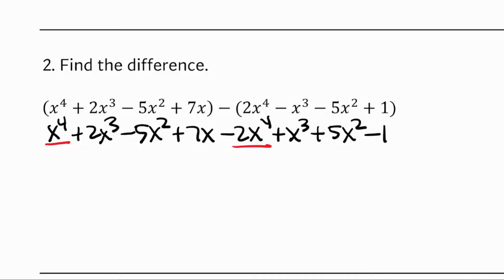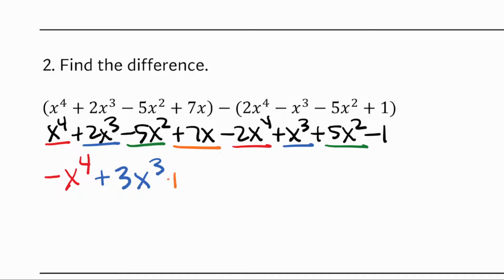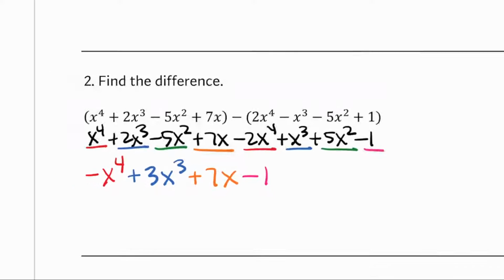Okay, I'll have 1 minus 2 is negative 1 x to the fourth. X to the third power terms, I'd have 2 plus 1 is positive 3x to the 3's. X squared, negative 5 plus 5 is no x squared, 0x squared, so I'm not going to write anything. Okay, 7x, that's the only x I see. And then the last one will be, okay, that negative 1 is the only constant I see, so I'll have minus 1. Okay, and that'll be the difference.